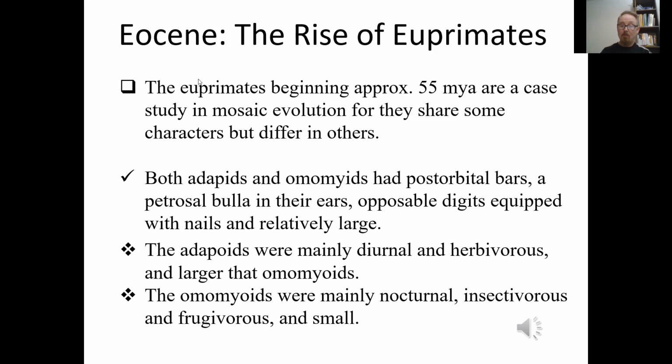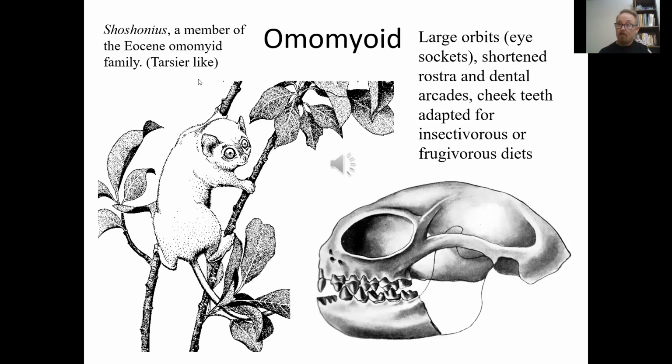And they're relatively small, right? Adapoids, on the other hand, are relatively much larger. So we have slightly larger Adapoids and slightly smaller Omomyoids. Here are my Omomyoids right here. This is a representative genus, Shoshonius, that appeared during the Eocene. I just picked one out. There are lots of different genera, and they all have common characteristics together.